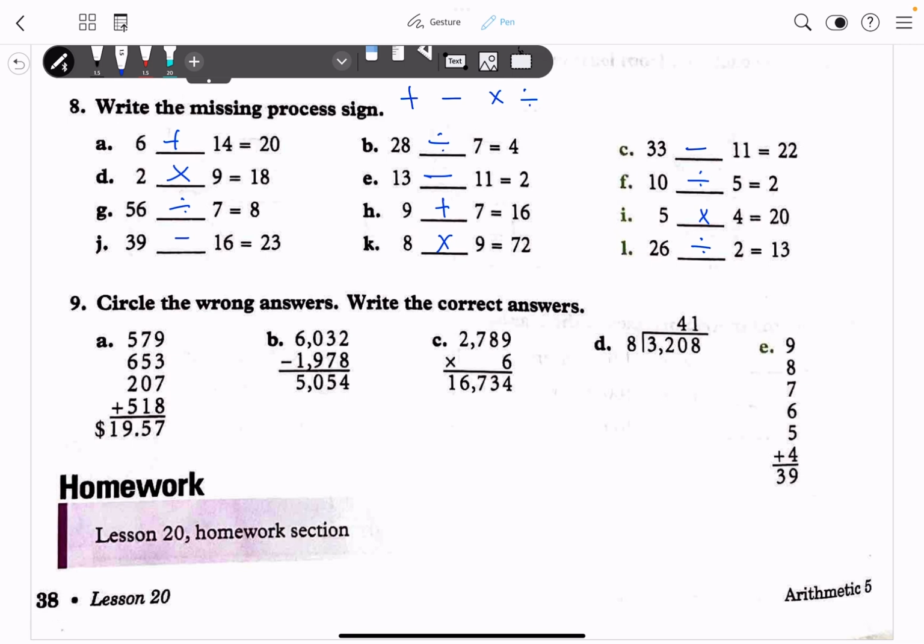Okay, and then your last part. So you're going to work out each of these and see if the answers are correct. If the answer is wrong, you're going to circle it. And you can write the correct answers if you want to, but you don't have to do that part. I just want you to circle it if it's wrong. So pause and do these, and then come back and I'll go over the answers with you.